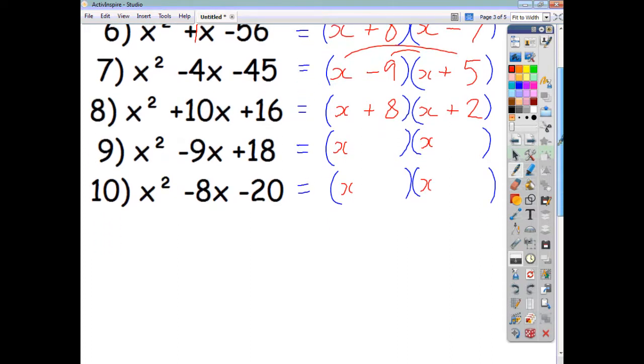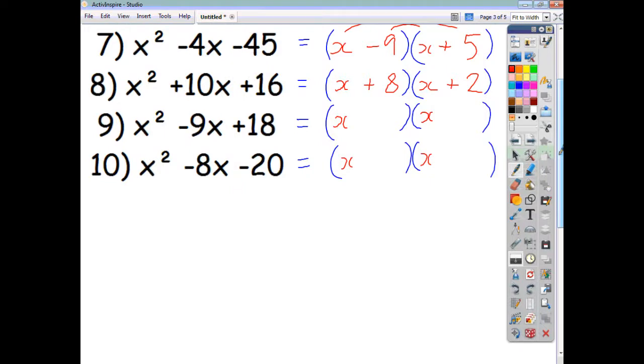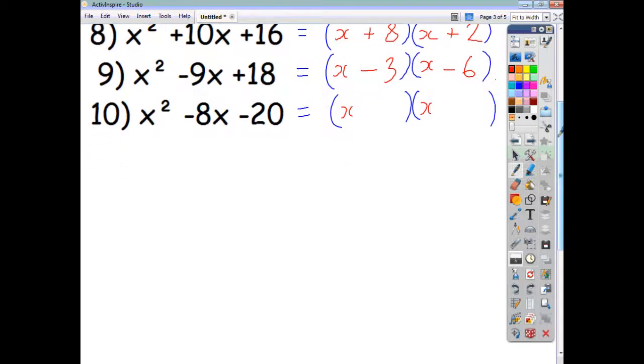Okay? And for the last couple, let's see, we have factors of 18. You could have 1 times 18, 3 times 6, 2 times 9. What do you want? You want to make negative 9x, so 3 times 6, because 3 and 6 make 9. Think of your outsides. You want negative 9x, so you want negative 6. Think of your insides. You want negative 3x. Okay? And again, like we mentioned before, positive last term, same signs. Negative last term, different signs.